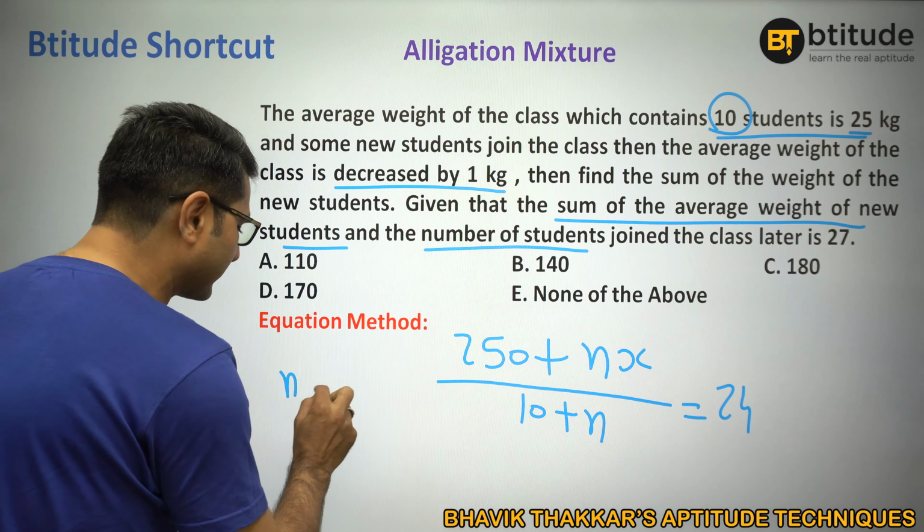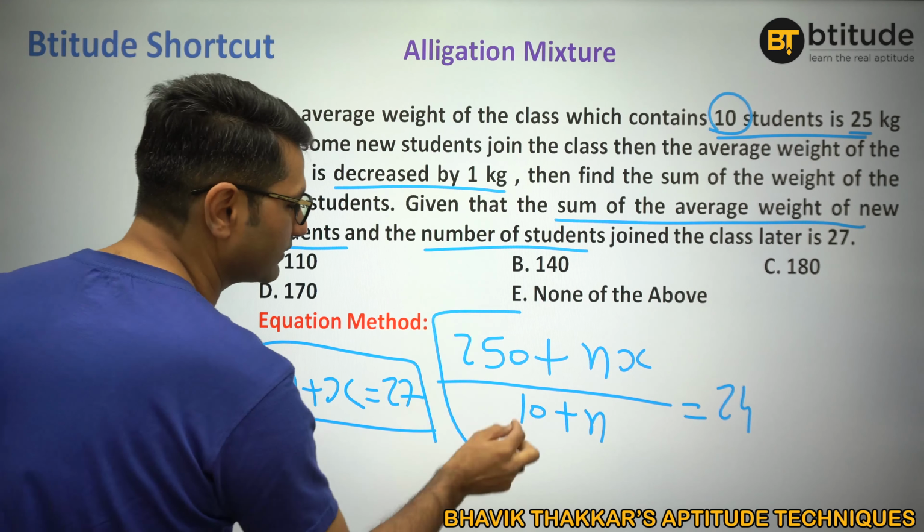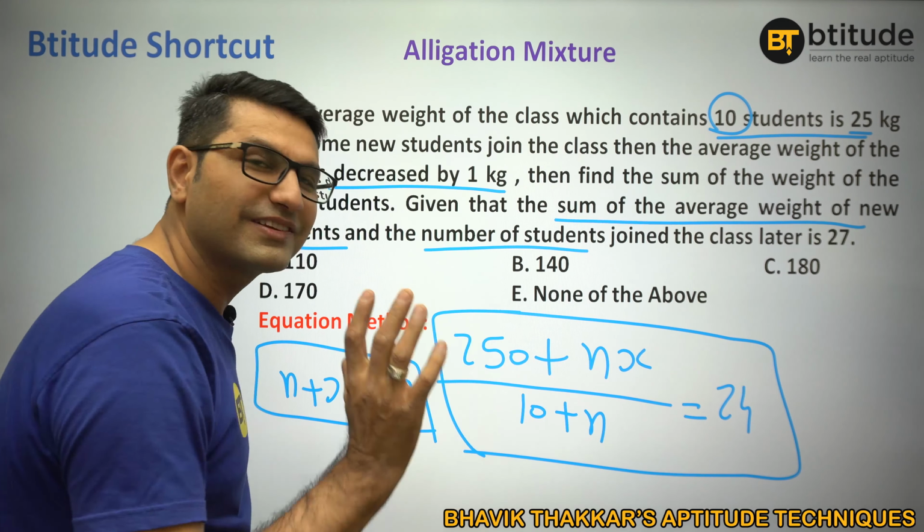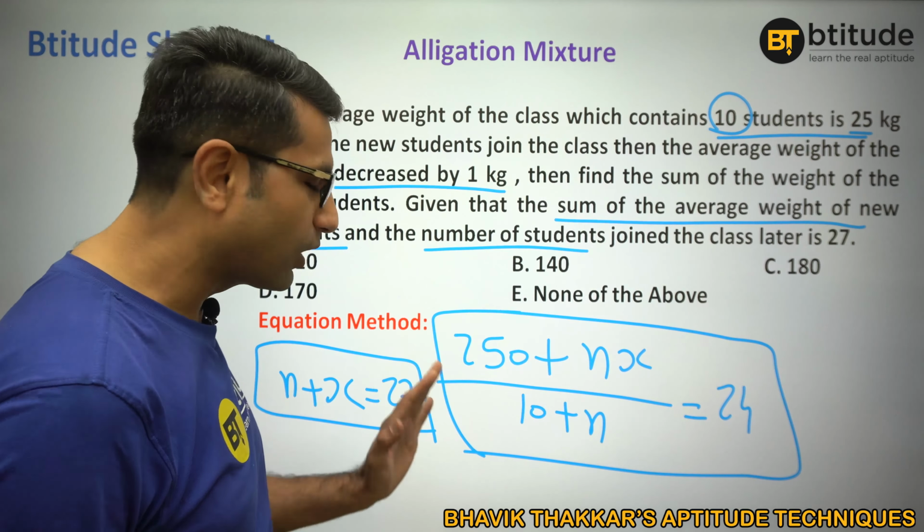So there are two equations, right? One is this and one is this. Of course, there are two equations, two variables. You can solve it, but we are not going into it. Of course, you can solve it, right?